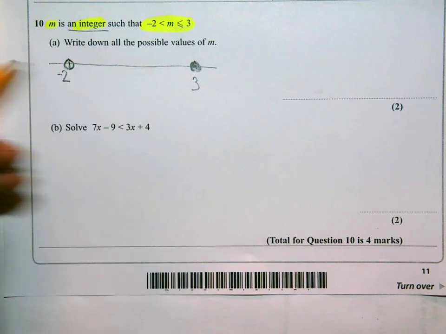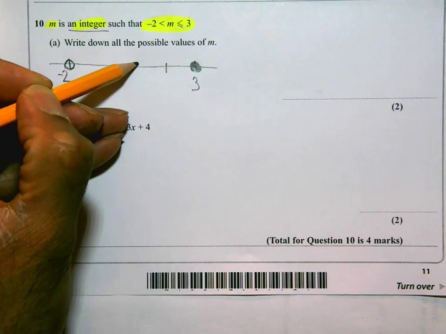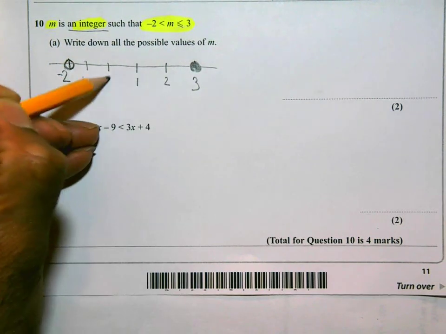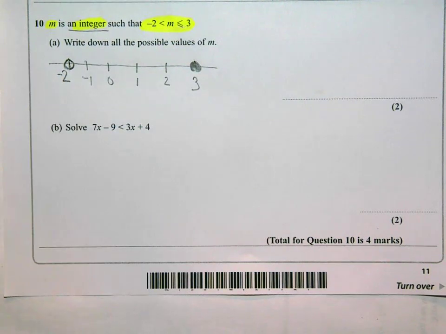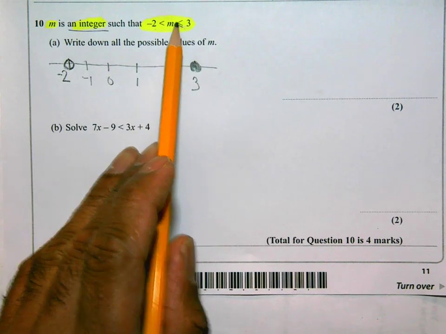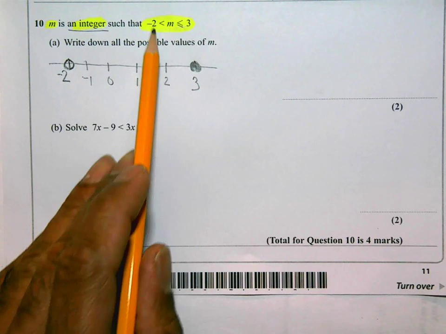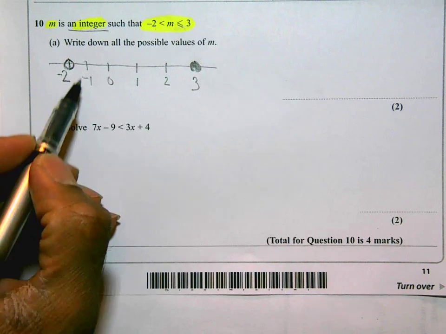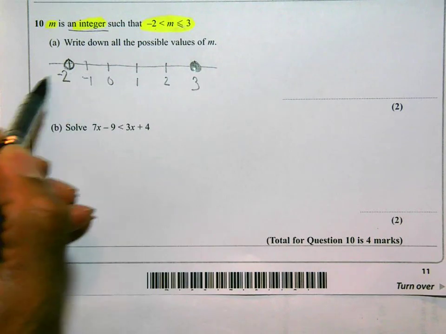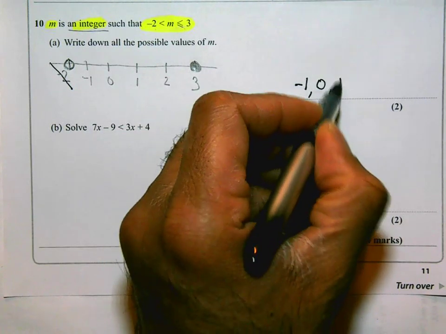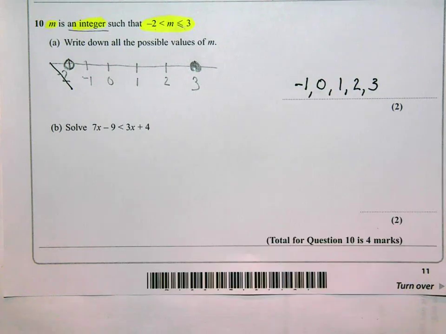What are all the numbers in between? So there's 2, 1, 0, minus 1. So what this question is saying is that m is between minus 2 and 3. It could be equal to 3, but is not equal to minus 2. So all the possible answers that m could be are all of these numbers here, but not minus 2. So my answers are minus 1, 0, 1, 2, and 3. And that's my 2 marks pretty easily there.